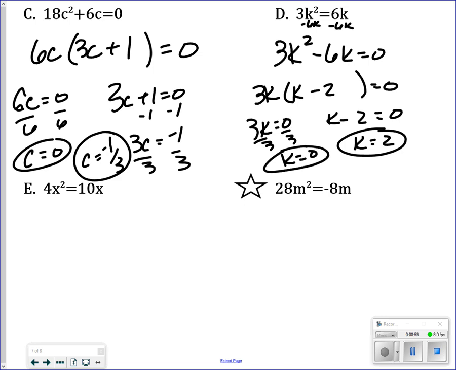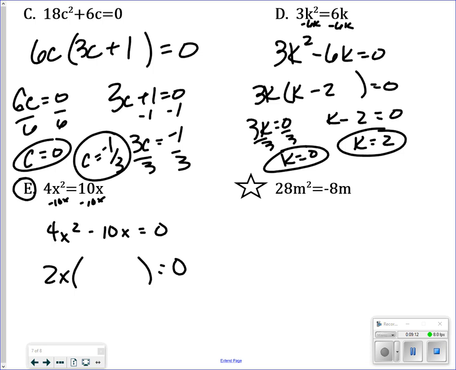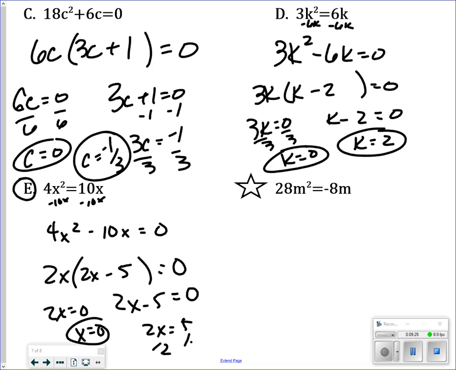So in the next one, by the way, E is, I believe, a quiz question, just letting you know. So I first needed to equal 0, so I subtracted 10x. I then am going to take out the greatest number and letter I can, so the GCF. Once I have it in factored form, set the factors equal to 0. And so I get x is equal to 5 halves. That's a horrible looking 5, so I'll do that again. 5 halves. Last one is a you-try. So go ahead and hit pause.